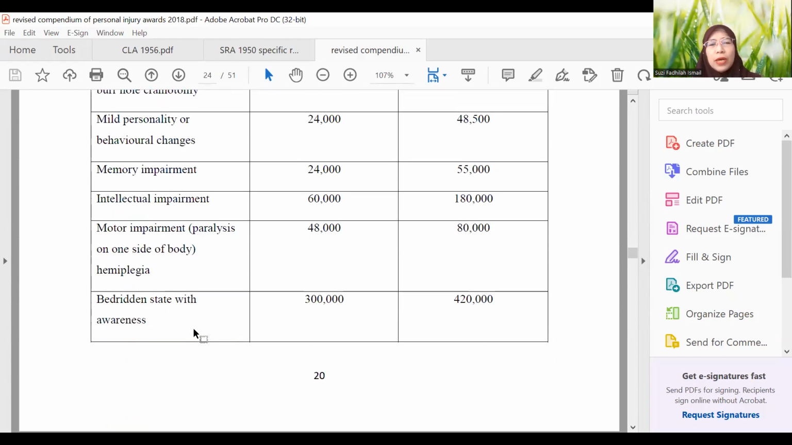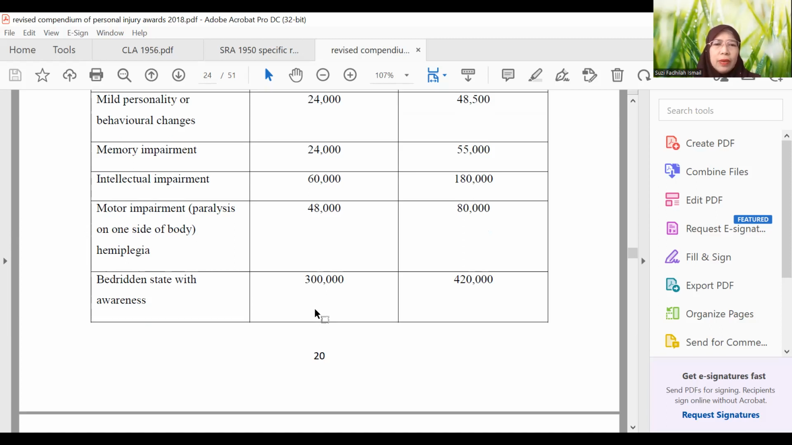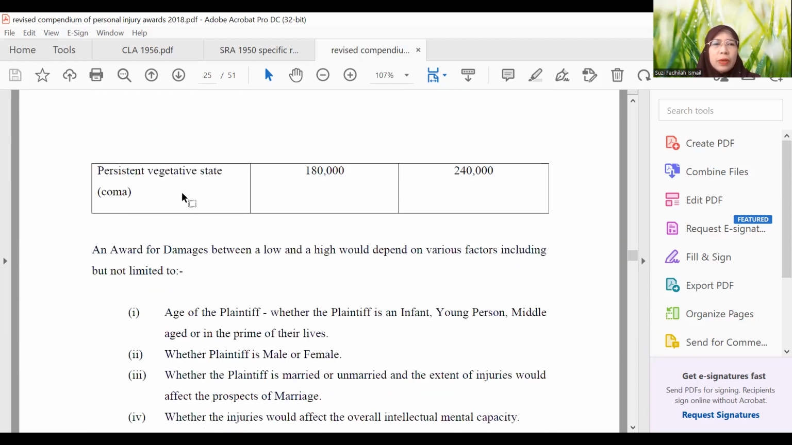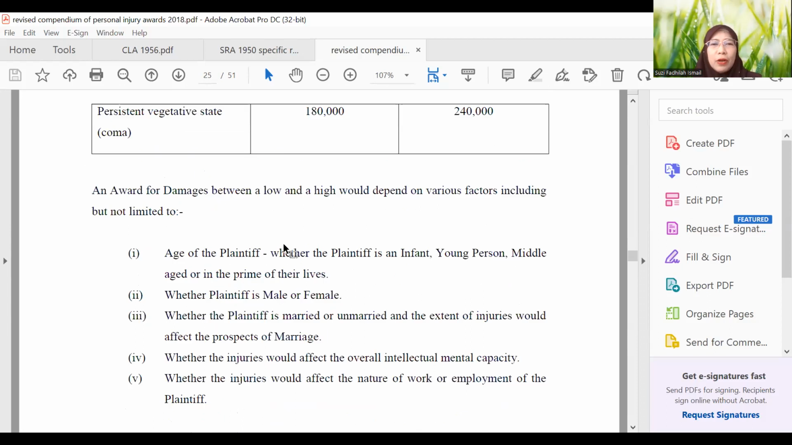Okay, bedridden state. That's why in Marapan Stirama, the amount awarded was quite big here. So this is the latest, those days may be lower. That's why she got 180,000. But as it stands today, 300,000 until 400, so almost 500,000. Okay, bedridden state with awareness. Okay, persistent vegetative state. It became like a vegetable, vegetative.